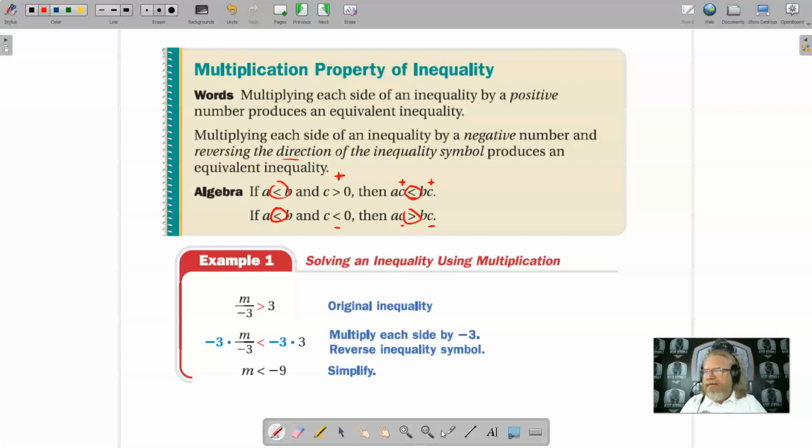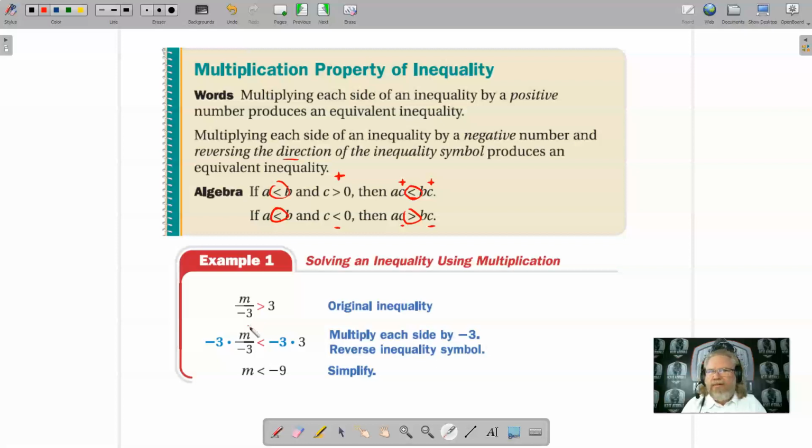So here we have example 1. Here's solving an inequality using multiplication. So here m is being divided by -3, and it's greater than 3. So in order to get rid of this -3, well, the m is tied to the -3 through division. The opposite operation is multiplication, so we're going to multiply by the very number we wish to get rid of, which is -3, and what we do to one side, we're going to do to the other.